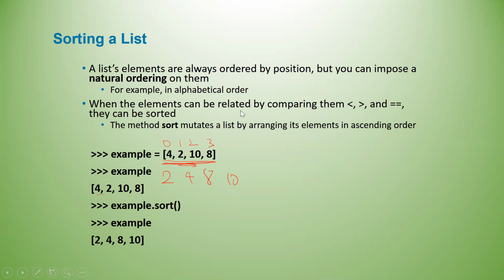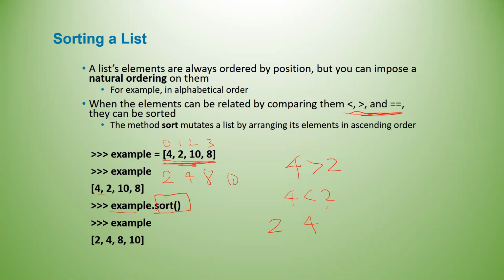When the elements can be related by comparing them with these operators, they can be sorted. Can you sort everything? No. But if you can compare the elements with these operators, then you can sort them. You can compare 4 is greater than 2. That's true. Or you can say 4 is less than 2. That's false. So put 2 there and put 4 there. That's how you sort them. You compare them.